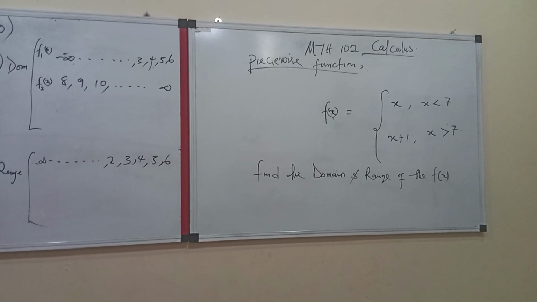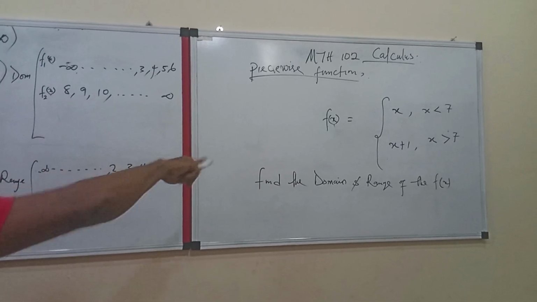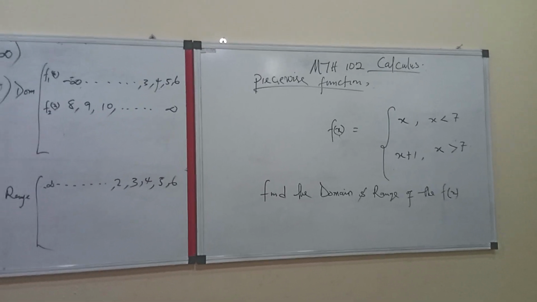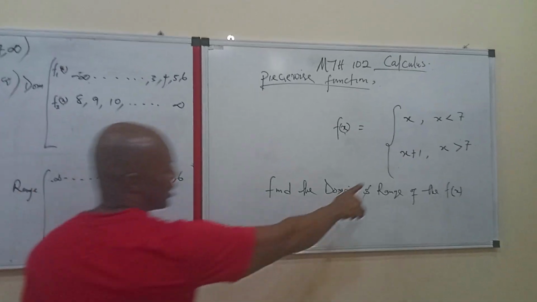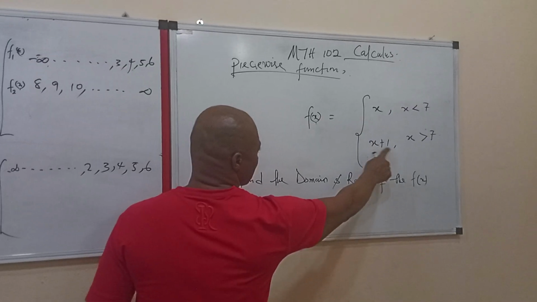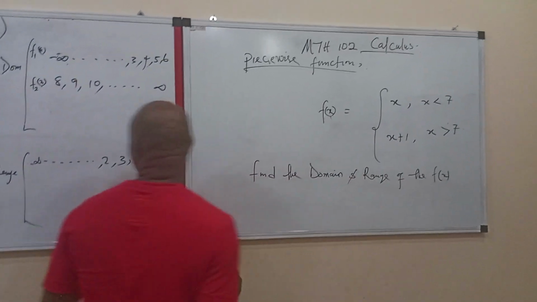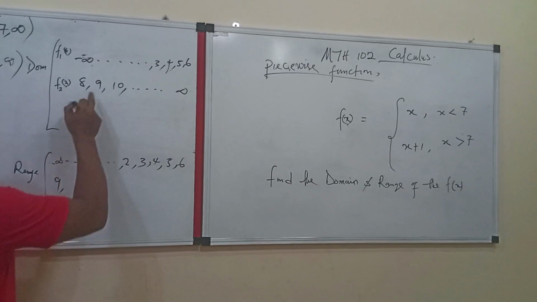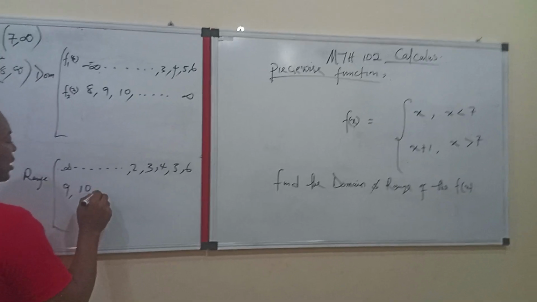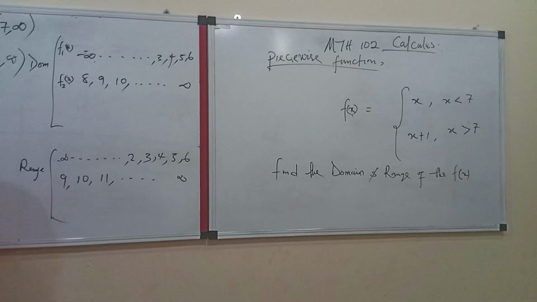Now for the second one, for the range how e go be, make we input these things dem to see wetin im go output, wetin im go bring out. Now if we put 8 for there, e go be 8 plus 1. If you put 9, e go be 9 plus 1. So the first one, if you put 8, e go be 9. If you put 9 again, e go be 10. Now so e go to positive infinity.